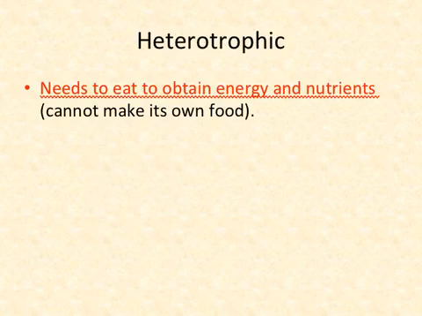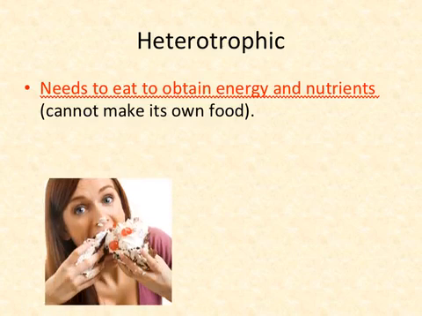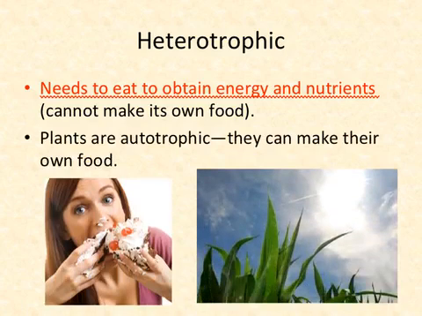Our next term is heterotrophic. Heterotrophic means the organisms need to eat to obtain energy and nutrients. They cannot make their own food. So, a good example of a heterotrophic organism is us. We have to eat to get energy and nutrients. The opposite of a heterotroph is an autotroph, and plants are autotrophic. They can make their own food using the energy from the sunlight. But all animals need to eat to obtain energy and nutrients. They need some way to obtain the food and to digest it.